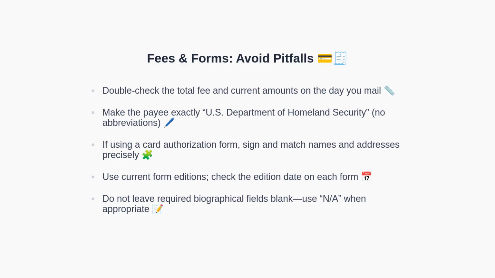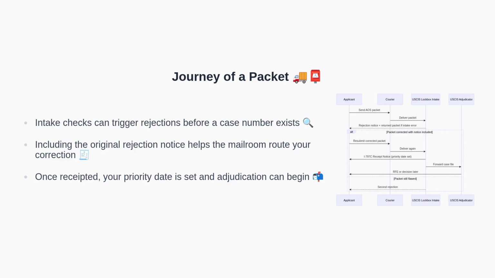Next, let's visualize how a packet moves from you to adjudication and where rejections occur. This sequence diagram shows the packet's journey. You send your AOS packet through a courier to the USCIS lockbox. At intake, if there is an error such as missing signatures, wrong fees, or outdated forms, the package is rejected and returned with a notice.